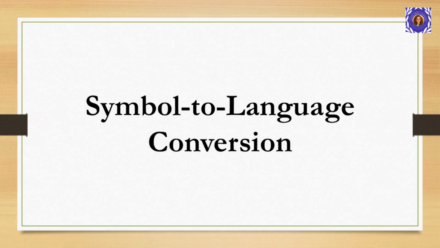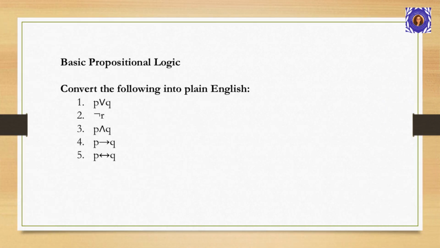Moving on to symbol to language conversion exercises, where you will learn how to convert logical statements into plain English. So let's practice converting some basic propositional logic statements into plain English, and remember to use the logical connectives we have learned so far. The first statement says P or Q. The next one is negation of R. The third one is about P and Q. The fourth and fifth ones are about implication and biconditional connectives.